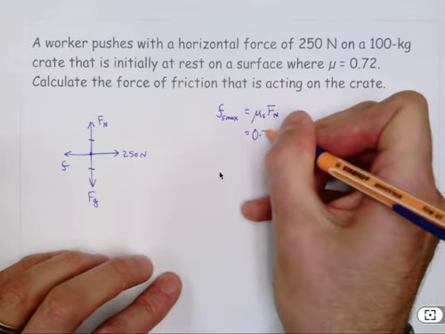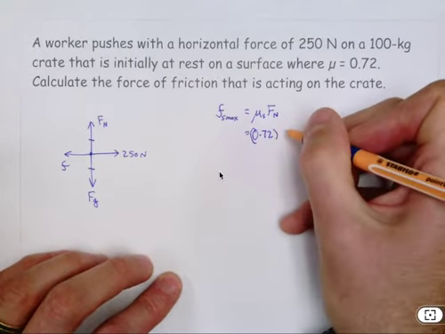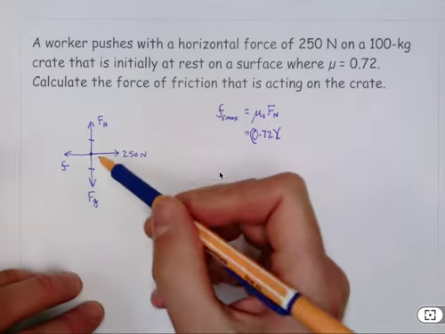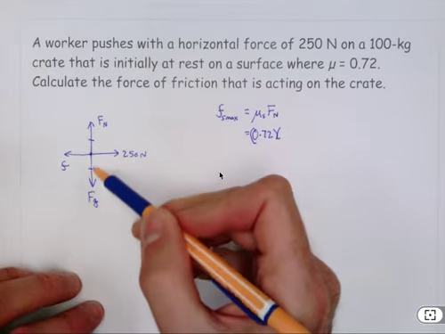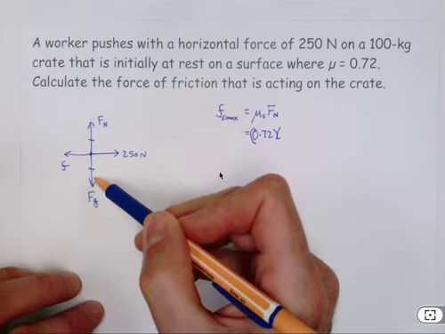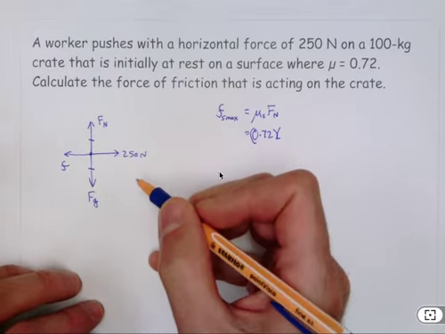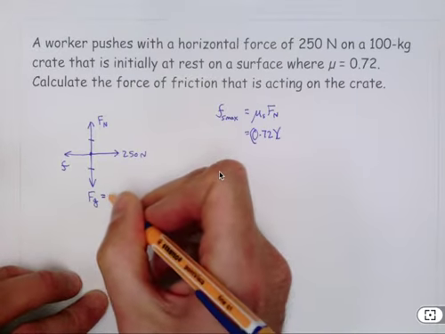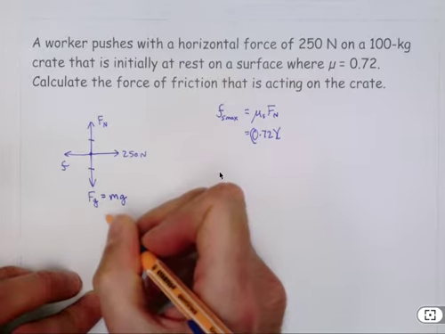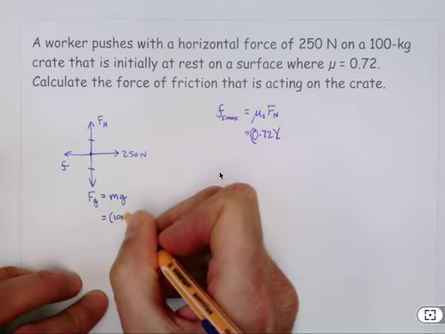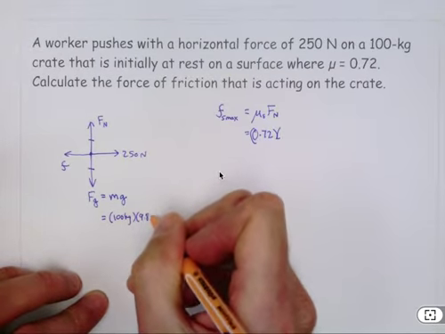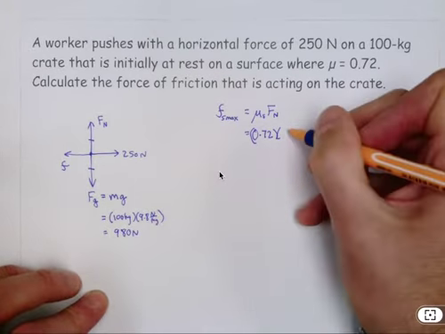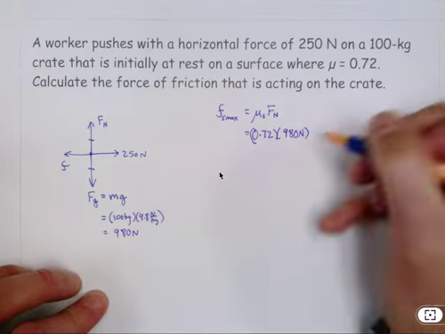Problem says that the coefficient of friction is 0.72, and so now we need to put in the normal force. Well, looking at our diagram, we can see that the normal force and the force of gravity are the only two forces in the y direction. And since it's not accelerating up or down, those two forces are balanced with one another. So the normal force really is just equal to the force of gravity, which is mg. So we've got 100 kilograms times 9.8 newtons per kilogram gives us 980 newtons. That's the normal force, 980 newtons.